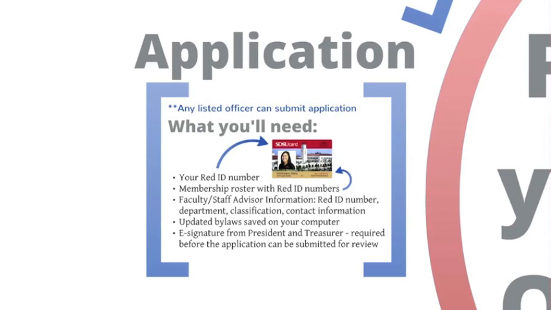You want to also have your faculty or staff advisor information on hand, so that includes their red ID number, department, classification, contact information, all of that. You want to make sure your updated bylaws are saved on your computer. You'll need to upload those onto the system. And then you'll also need an e-signature from your president and treasurer. So this is required before the application can be submitted. So it's important you get both of those things in.